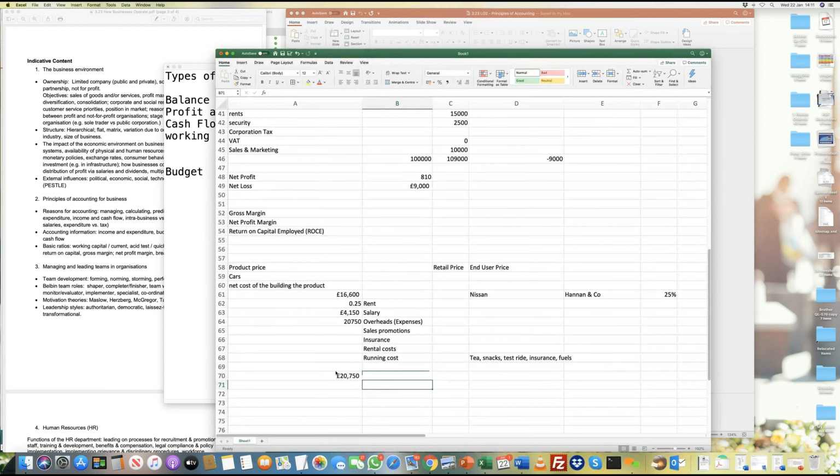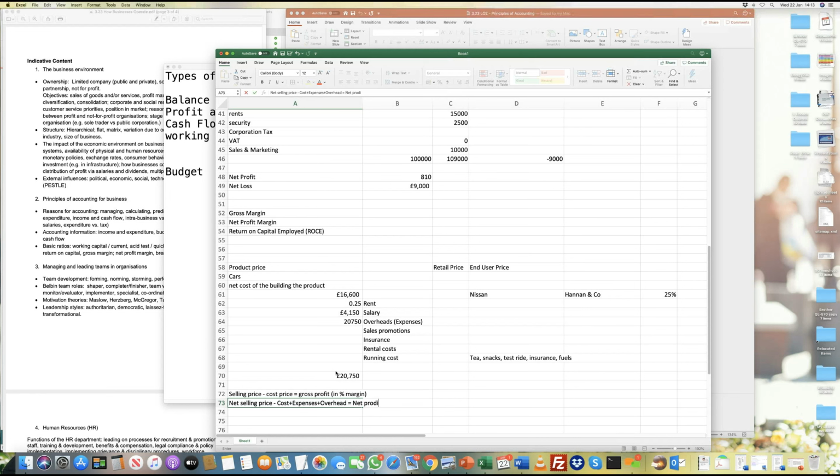Gross profit will be your selling price minus cost price, and in percentage, that will be called margin. And if you look at your net selling price minus your costs plus expenses plus overheads, that would essentially be your net profit, and in percentage that will be net profit margin.